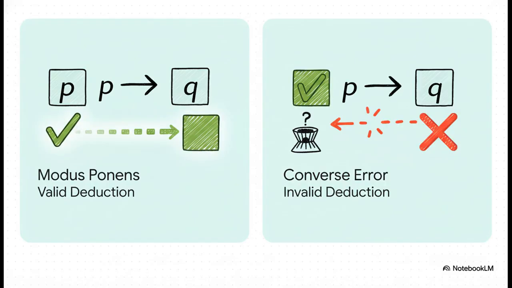And this, right here, shows you the difference perfectly. Just look at them side by side. Modus ponens, the real deal on the left, confirms the if part to prove the then part. But the converse error, the imposter on the right, confirms the then part and tries to sneak backwards to prove the if part. It's such a tiny, subtle switch, but it makes all the difference between solid logic and a logical trap.